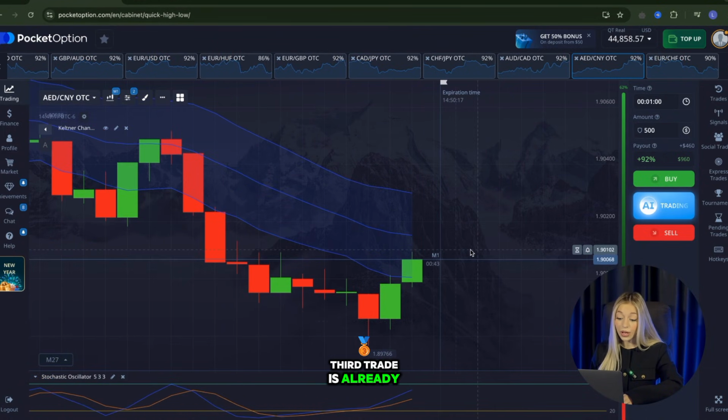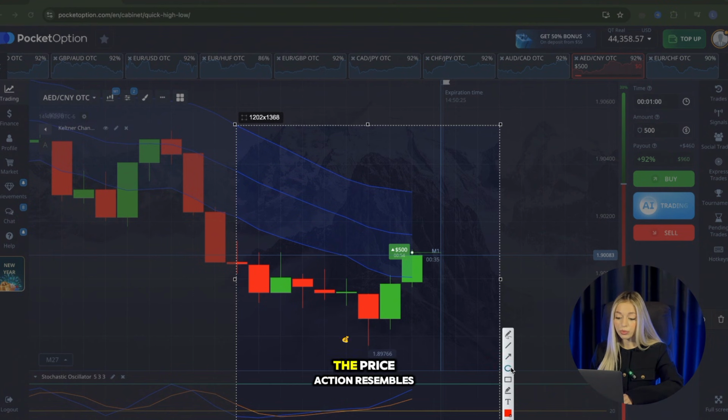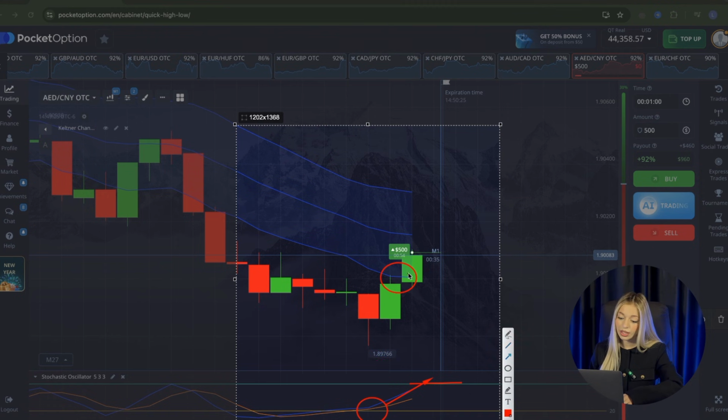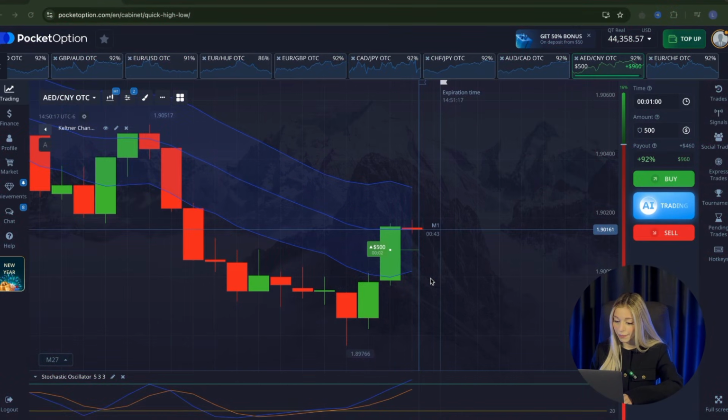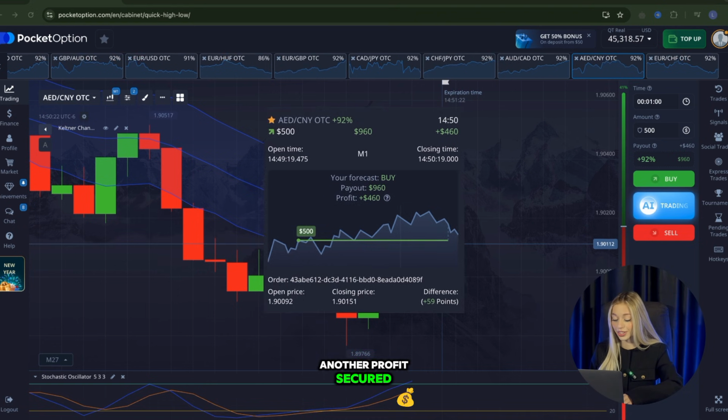Third trade is already open, another call trade. So this one is a bit tricky. The price action resembles the previous setups, but the stochastic oscillator signal occurred slightly earlier. Such situations tend to work well, as there is still room for the oscillator line to climb towards the upper boundary. And I'm expecting the price to rise in this case. And that's exactly what happened, another profit secured.